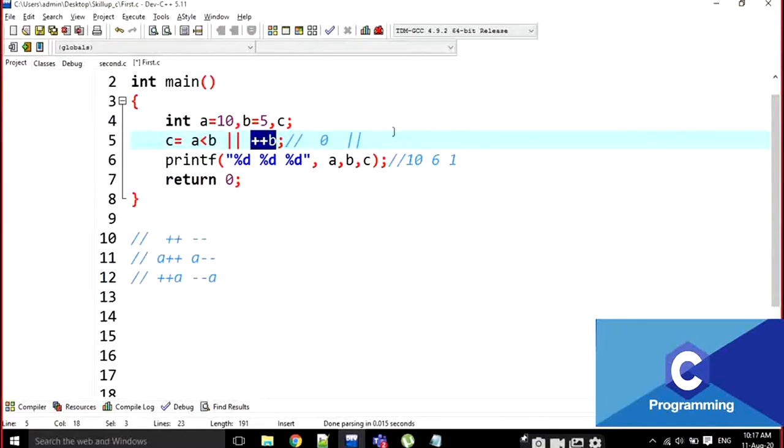B value is 5. Before checking this operation, this is a pre-increment, right? That's why B is incremented first of all. B value is 6 now. 6 is a positive number, not 0, right? That's why it is treated as 1. That's why the statement is true here. Anyone tell me what is the output here? Just guess what the output is.